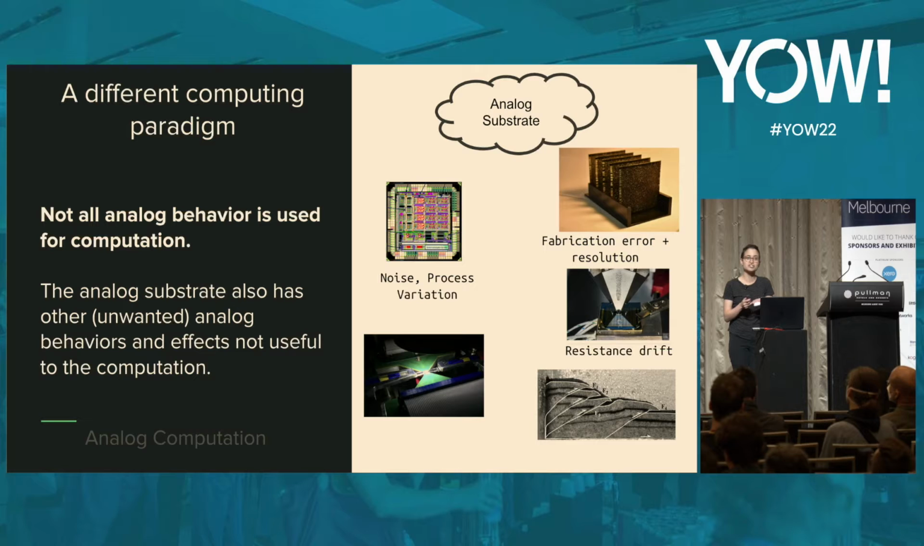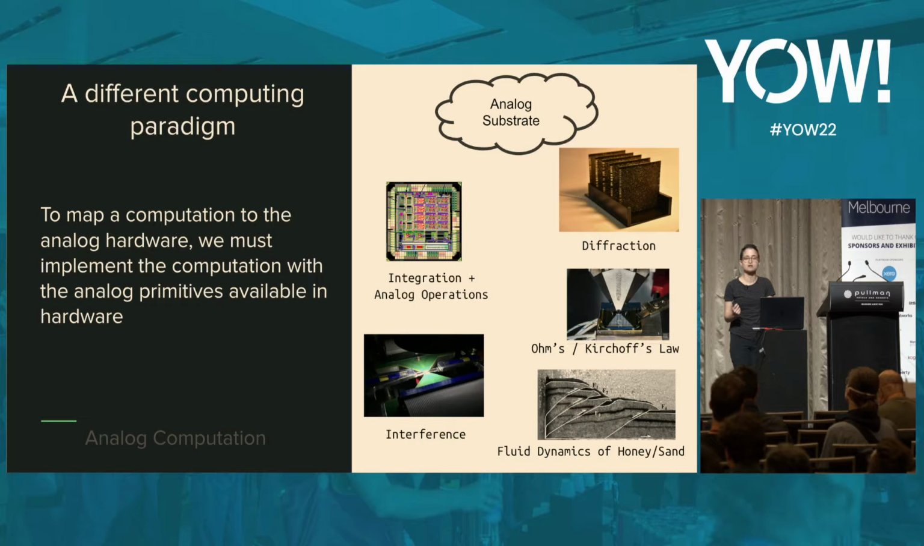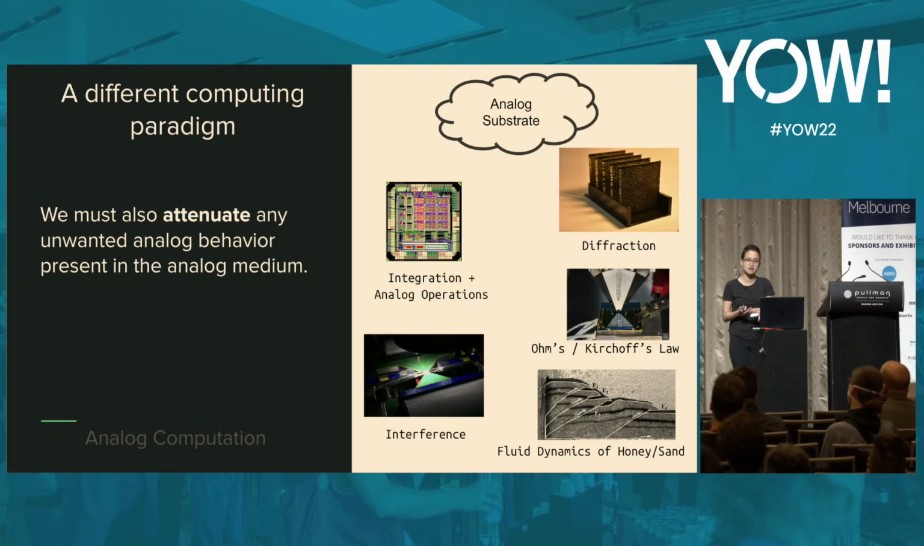The other challenge with doing analog computation is you don't get to pick and choose the analog behaviors that affect your computation. Typically what happens is you work with a material, and there is a superset of analog behaviors that will influence your computation, and you're only leveraging a subset of them to implement the actual computational operators. And so what this means is that the analog substrate also has unwanted analog behavior that is not useful to the computation or is even detrimental to the computation. So when you want to map your computation to analog hardware, you must first figure out how to implement the computation with the unusual analog primitives available in the hardware substrate. And you also need to find a way to attenuate away the unwanted analog behaviors present in the medium.